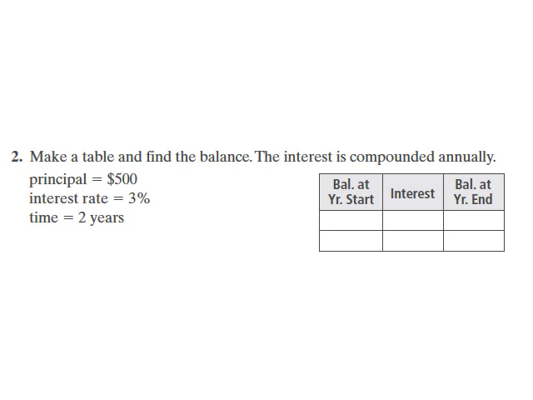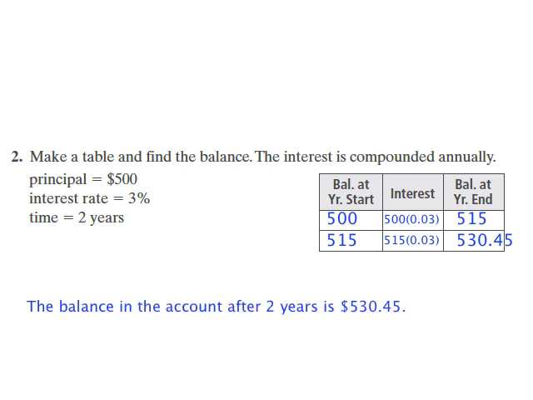The balance at the start of the first year is $500. To find the interest, we're going to take 500 times 0.03. So our ending balance is $515. That's the beginning balance of the second year. 515 times 0.03 is $15.45. Add that to the $515 and you get $530.45. So our ending balance is $530.45. So the balance in the account after 2 years is $530.45.